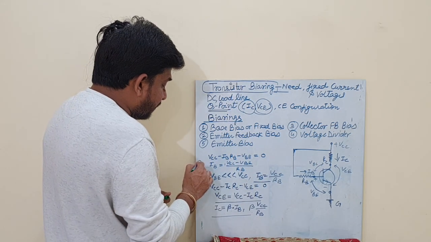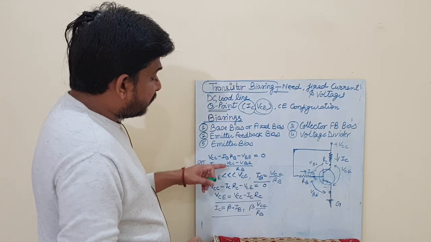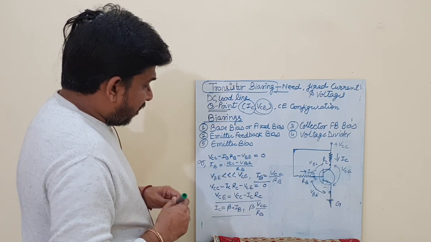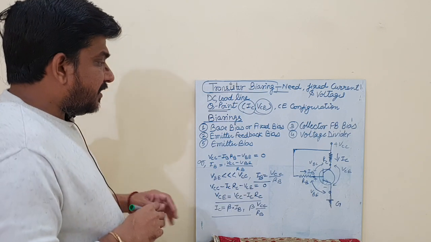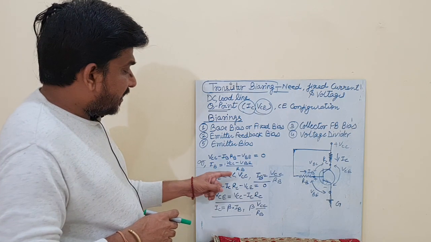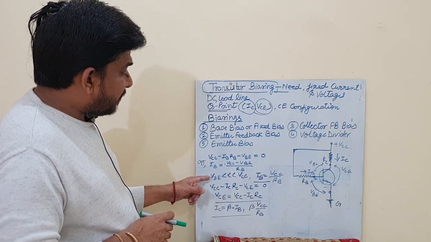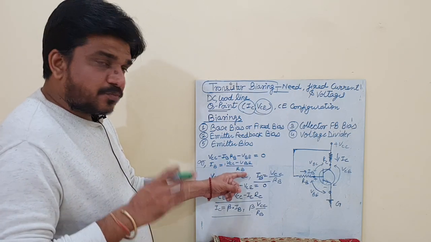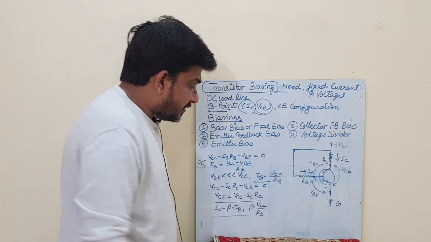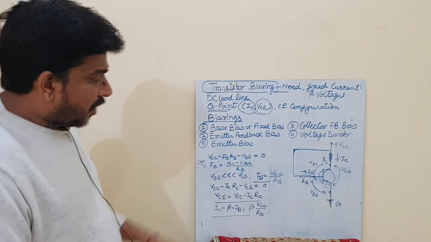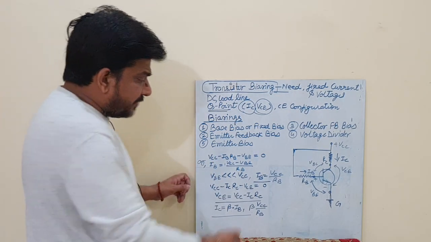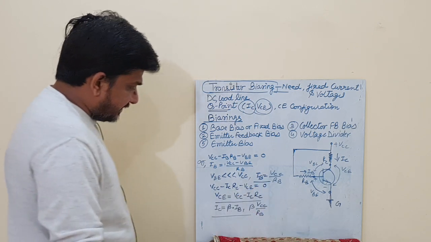Then we can solve this. IB comes VCC minus VBE upon RB. Now this VBE is comparatively very low compared to VCC, so we can ignore the value of VBE as it is very small in comparison to VCC. So net IB will be VCC upon RB. This is how we calculate the value of IB, right? So IB is there, but actually we need IC.